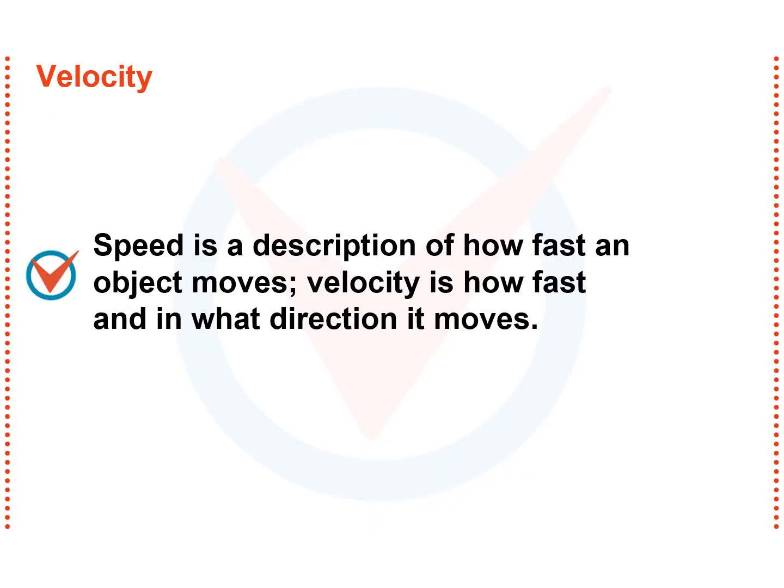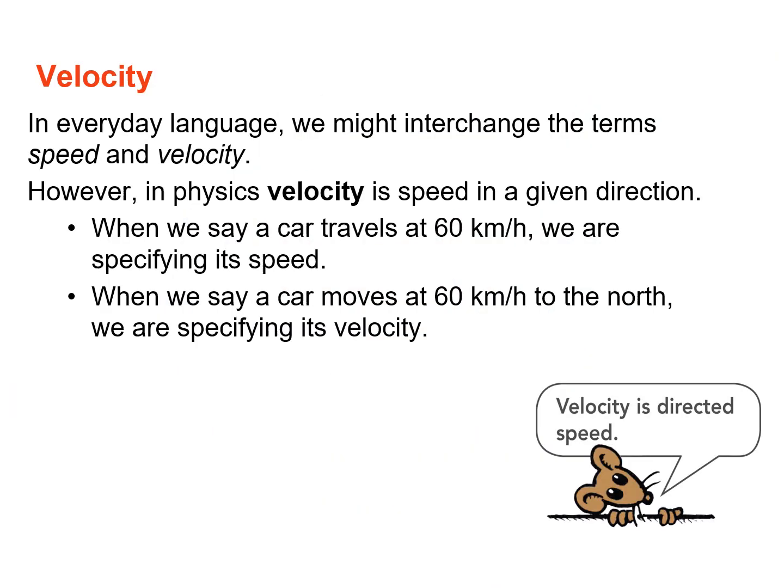So earlier I mentioned the word velocity. Speed and velocity are related, but they are not exactly the same thing. Speed is a description of how fast an object moves. Velocity is how fast and in what direction it moves. So while in everyday life you might use the terms speed and velocity interchangeably, in physics, velocity has a very particular meaning. It is speed in a given direction.